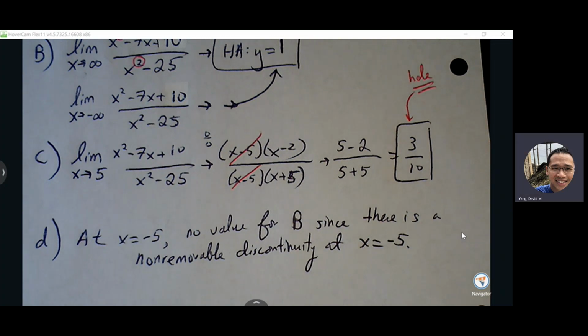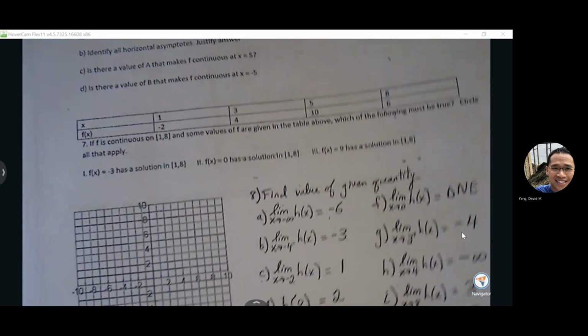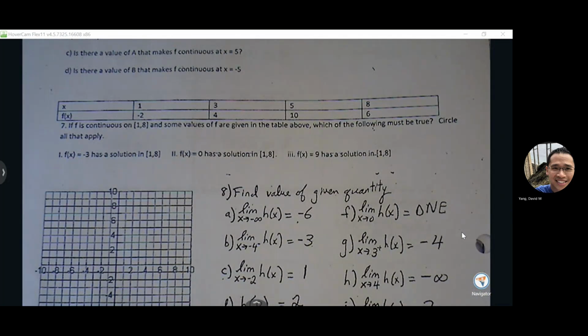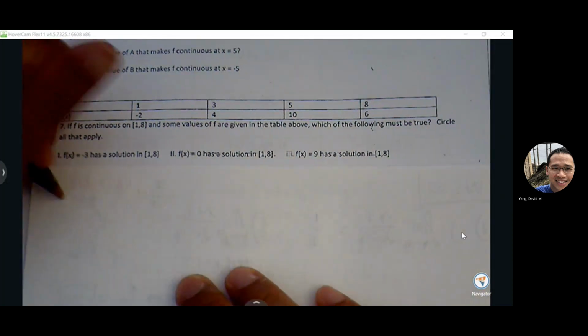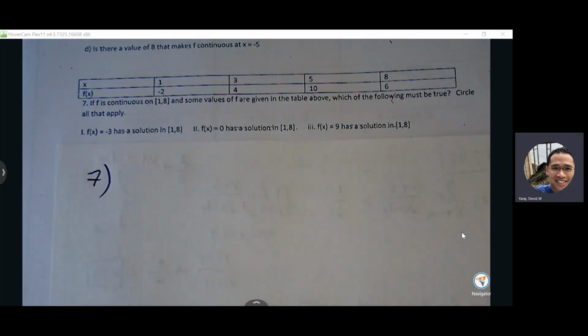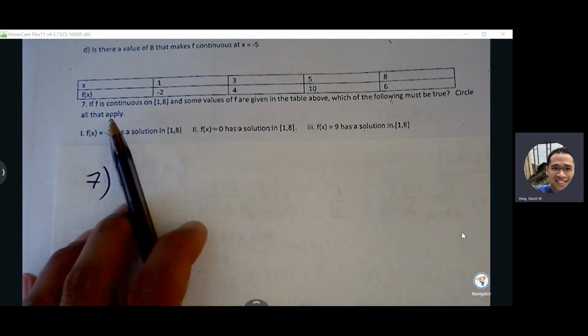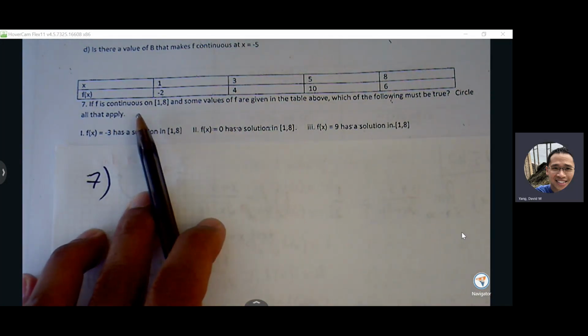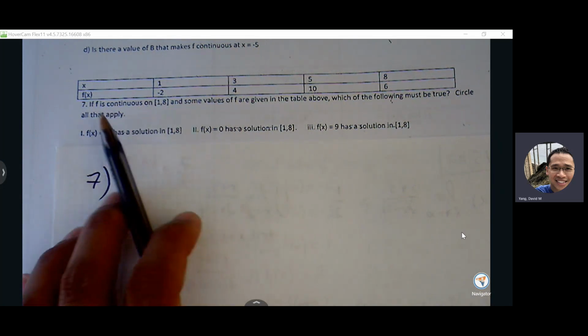Okay, let's look at number 7. It's just a matter of visualizing where the graph is and seeing what we can conclude. Okay, so this is an instance of applying IVT.